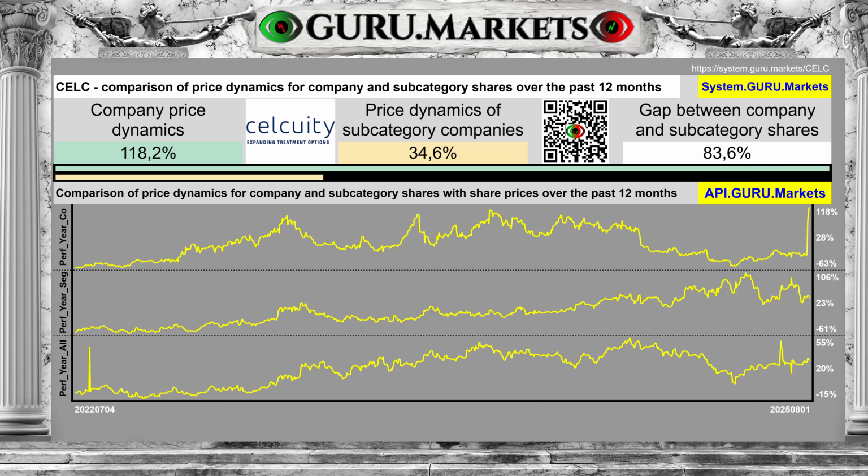Comparing the movement of the stock price of Celcuity Inc. and the subcategory shares, we can see that over 12 months the shares of Celcuity Incorporated showed a change of 118.2%, against 34.6% price change in the subcategory.